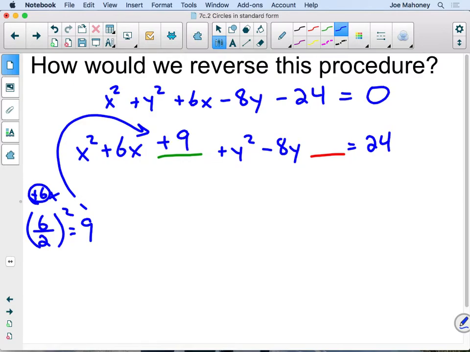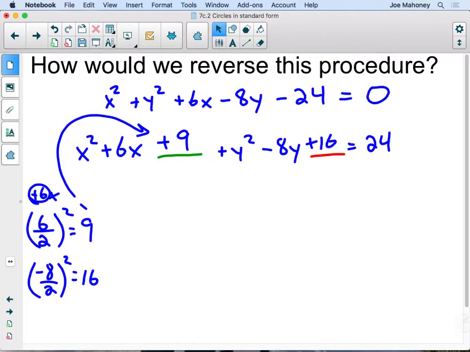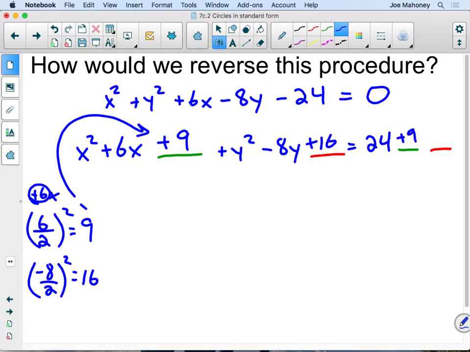I'm going to do the same thing for the y value. I'm going to take that -8, divide it by 2 and get -4, and square it and get 16. Positive 16 over there. Great. But hold on a second. In math, if you do something to one side, you better do it to the other side. So what I need to do is add 9 to this side too and add 16 to that side too.